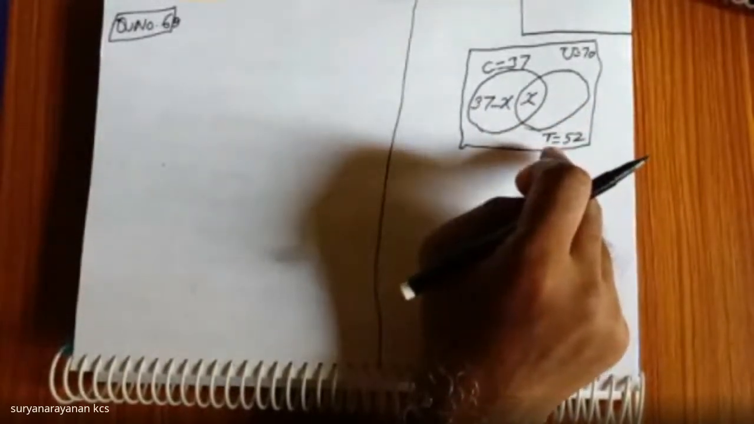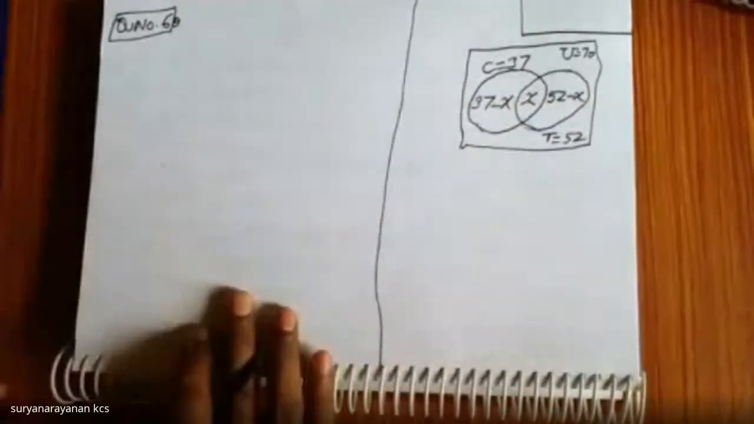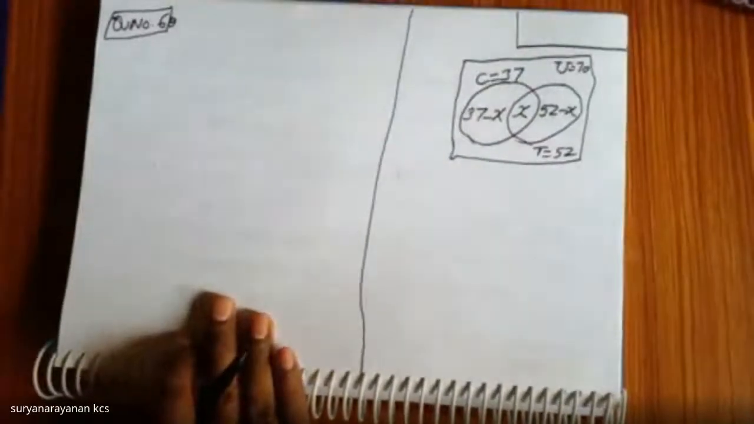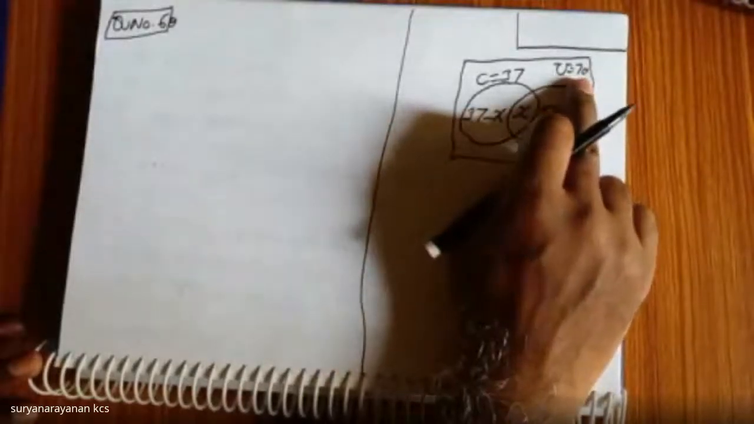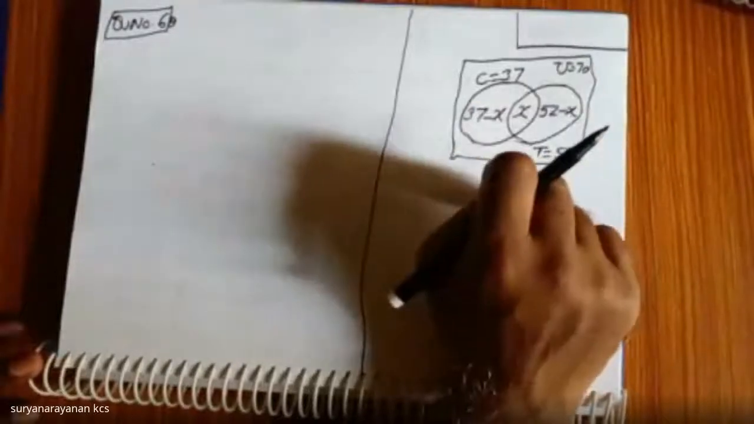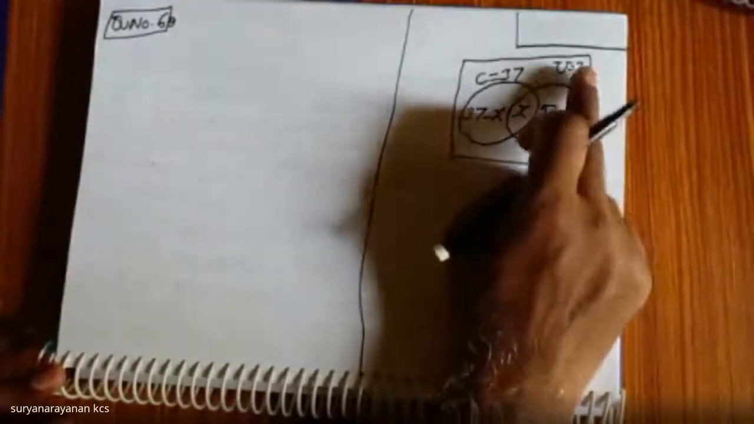How many people? Yes, my dear Percy, very good. 52 minus x. Previously, I told you this area plus this area plus this area gives n of C union T. C union T is nothing but 70.